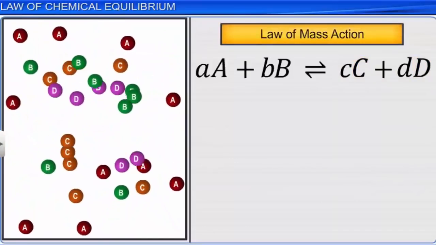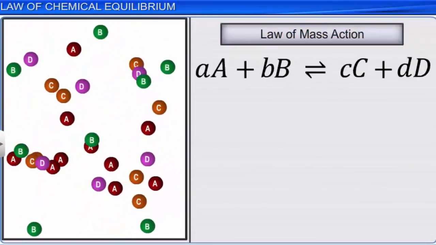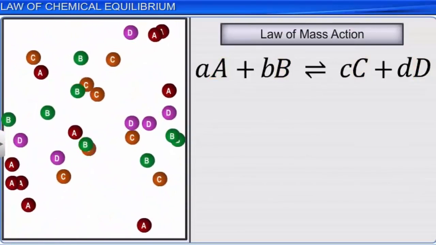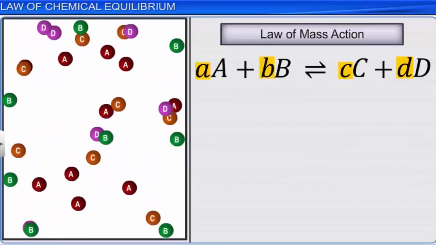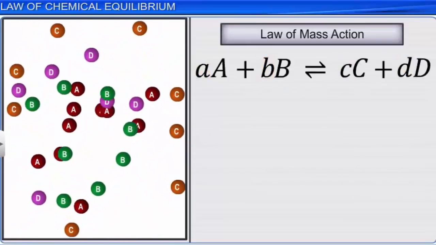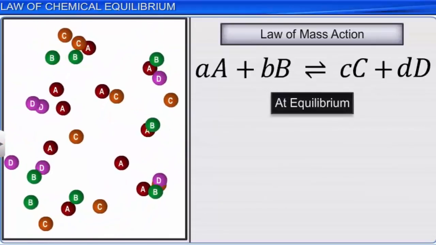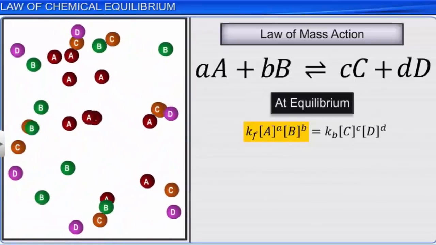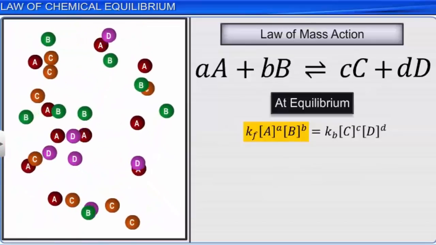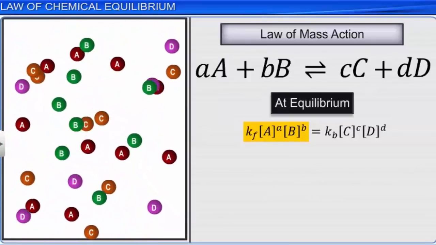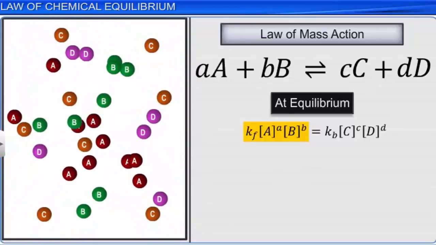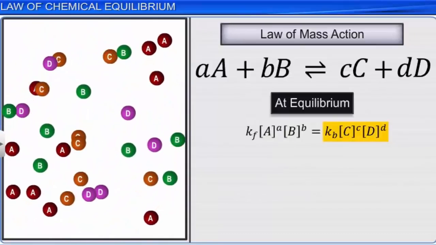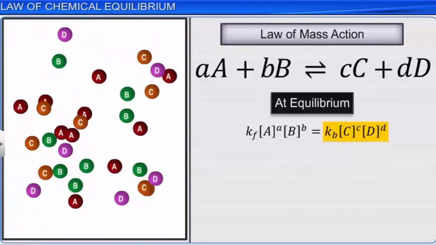On applying the law of mass action, the rate of such a reaction is proportional to the concentration of each species raised to a power equal to the stoichiometric coefficient of the reaction. It, therefore, follows that at equilibrium, Kf multiplied by the product of the concentration of the reactants, [A] raised to the power of a and [B] raised to the power of b, is equal to Kb multiplied by the product of the concentration of the products, [C] raised to the power of c and [D] raised to the power of d.